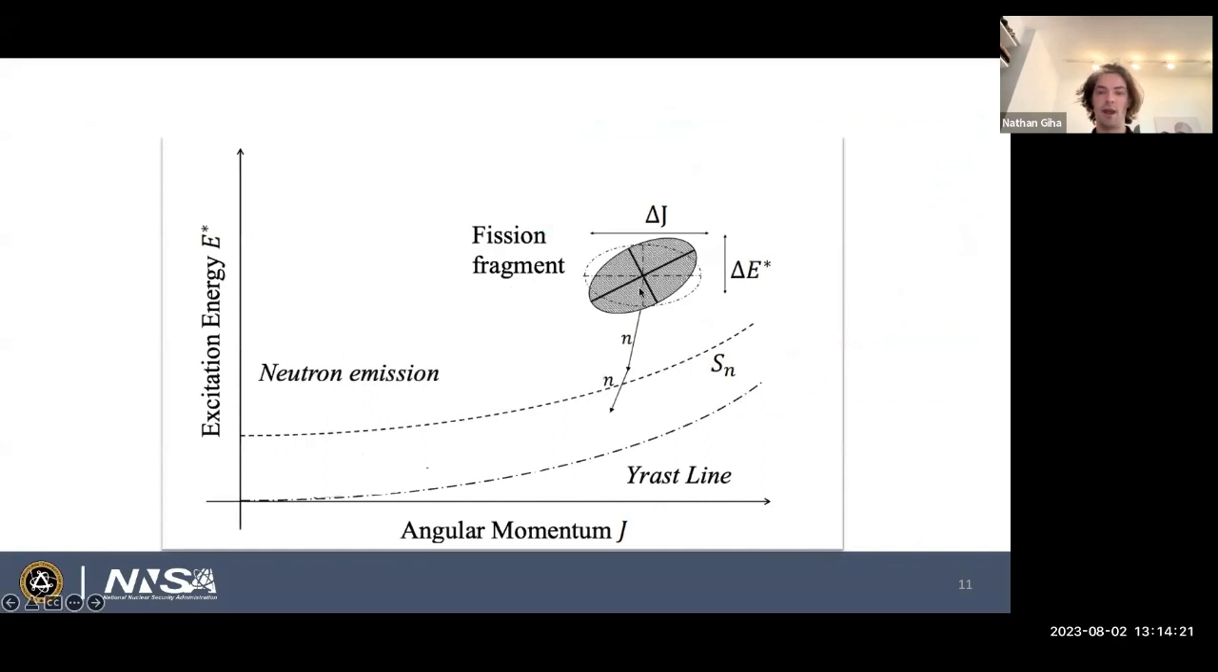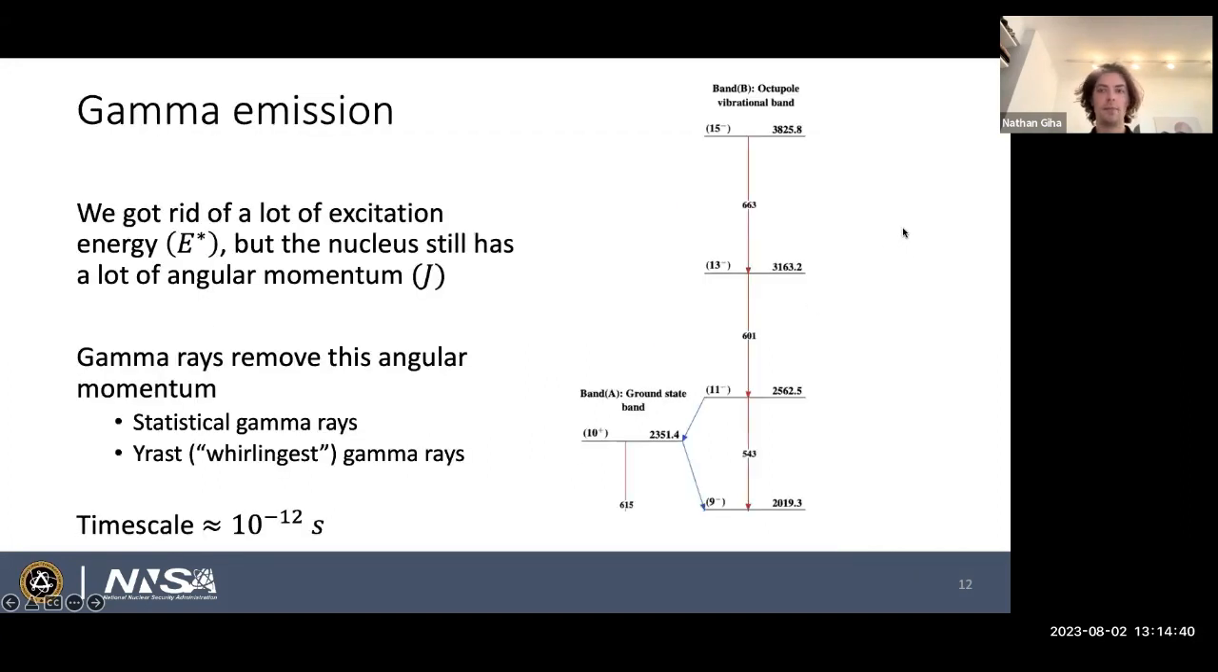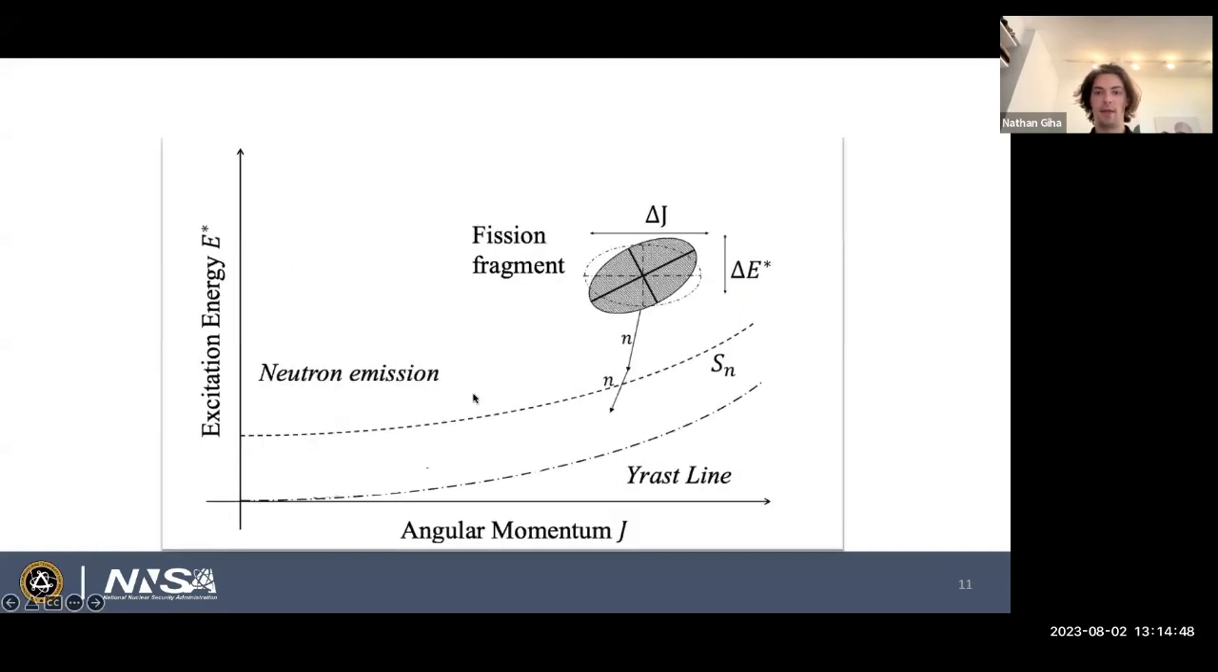You can see we're moving down the graph mostly in this direction. We're losing excitation energy. And you can think of it as a statistical emission, meaning that the neutron energies are kind of random. Now, once it's no longer energetically possible to emit neutrons, like in this case here, we don't have enough energy left to emit more neutrons. We still have to get back to the ground state here, where we have no excitation energy and as low angular momentum as possible.